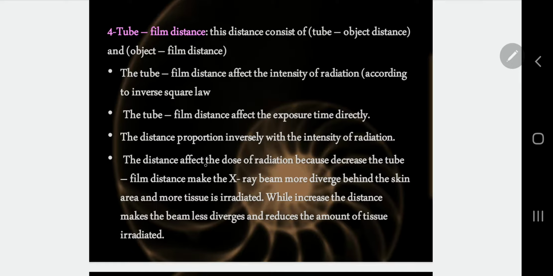The distance affects the dose of radiation because decreasing the tube film distance makes the X-ray beam more divergent behind the skin area and more tissue is irradiated, while increasing the distance makes the beam less divergent and reduces the amount of tissue irradiated.